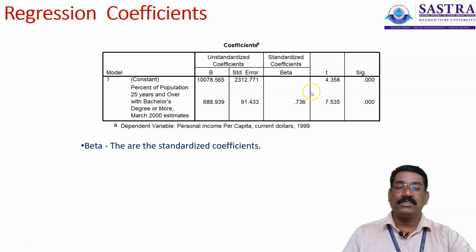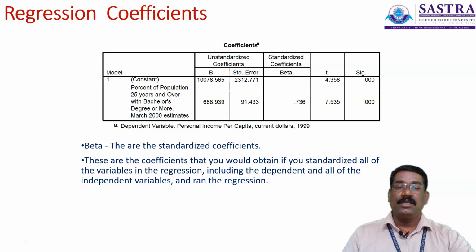You can look at the regression coefficient. So you can have this beta value, and it is called the standardized coefficient value, beta. These are the coefficients that you would obtain if you standardize all the variables in the regression, including the dependent and all of the independent variables, and you run the regression. So if you run that, you can see that 73.6% has a relationship, a variance with that of the dependent variable.